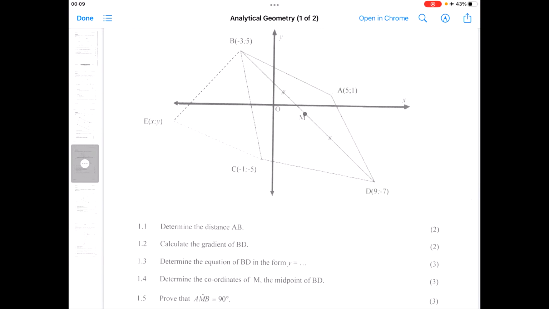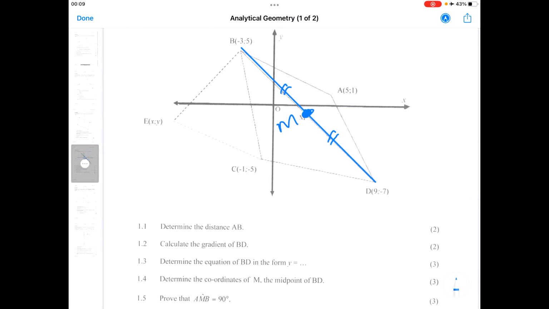Let's see. 1.4, it says determine the coordinates of M, the midpoint of BD. BD again. So let's see. There is B and there is D. So this is what we are looking for. And most importantly, they did indicate that that is equal to that, meaning M is actually the middle point of BD, which means you will need to use the midpoint formula.